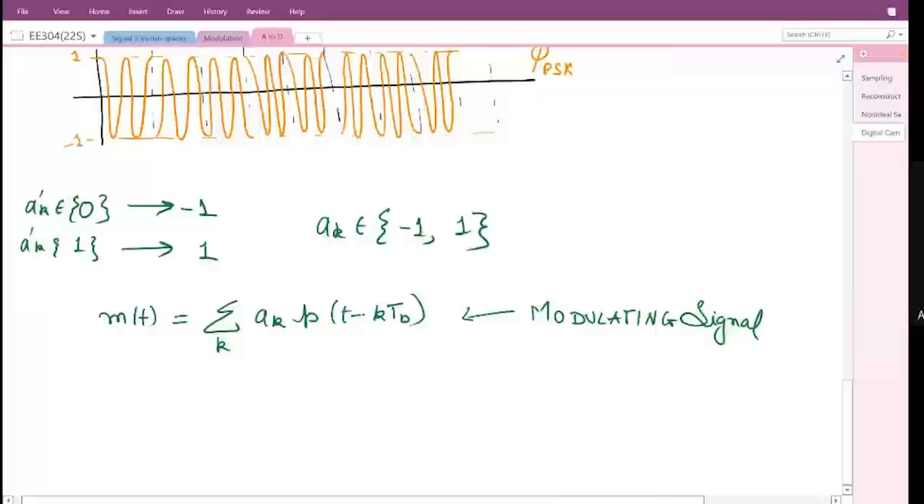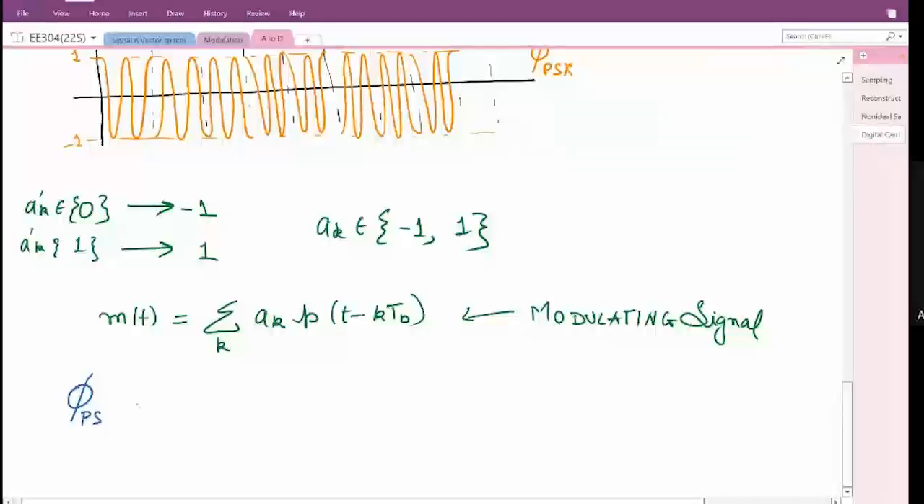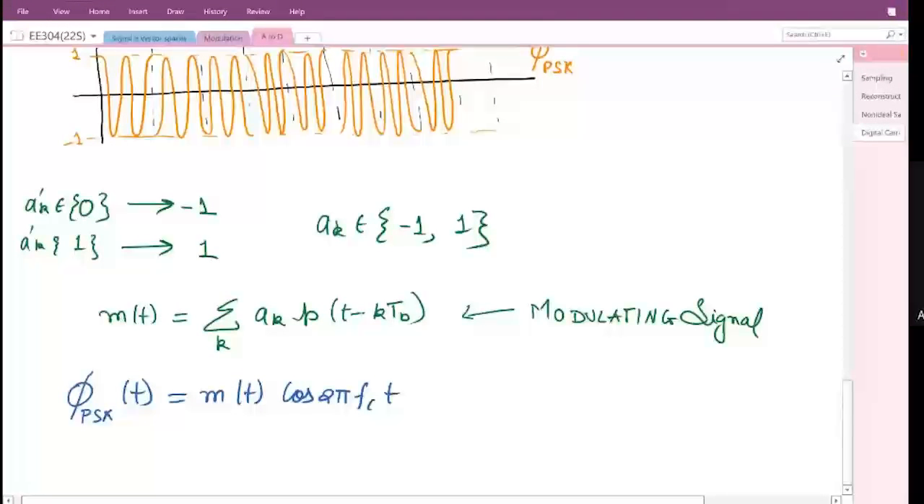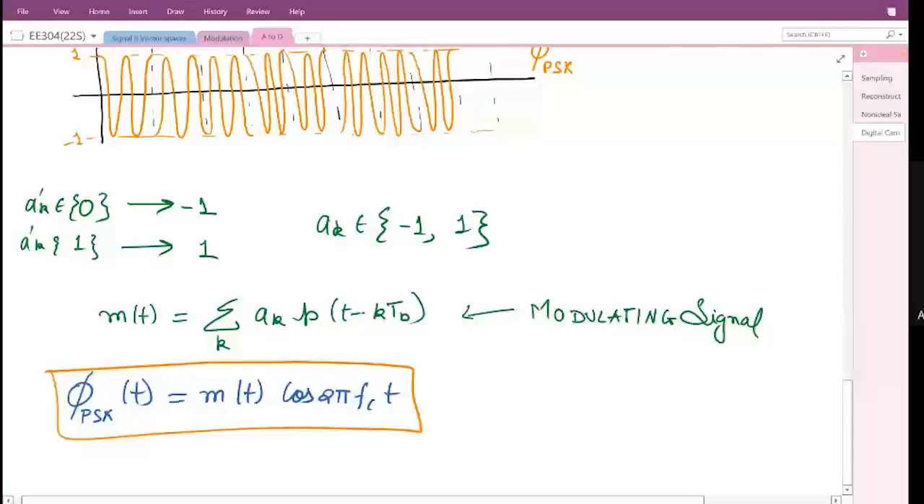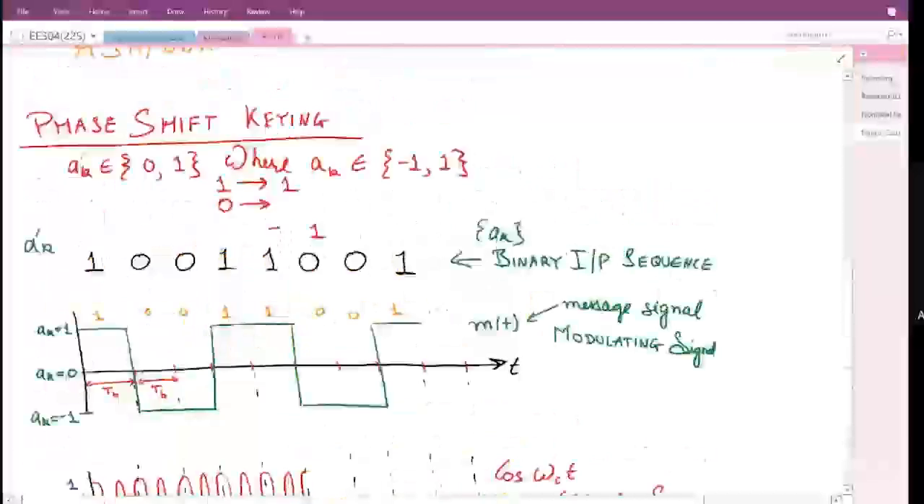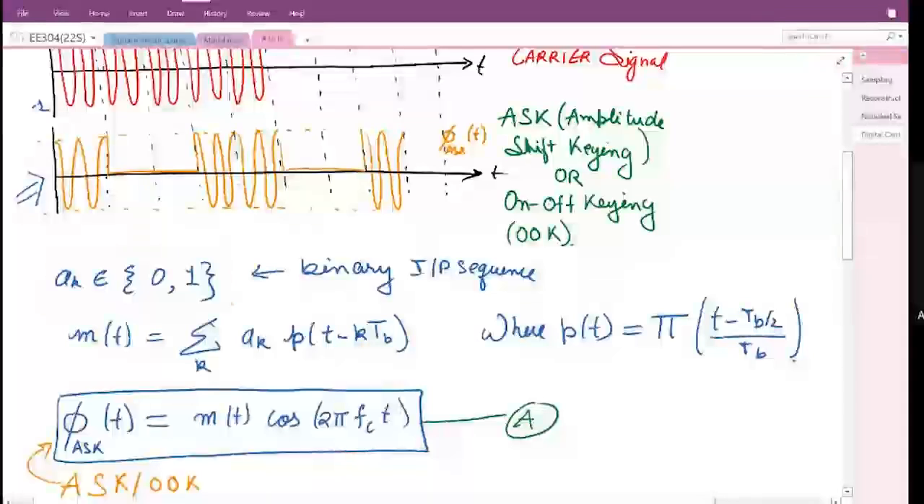So we have already seen this thing. The expression for PSK would be the same as the previous one. The only difference is that AK itself has changed. PSK of t is now the same, that is MT cos 2 pi FCT. This is phase shifting, but the difference is in MT itself, because in MT, now these AK belong to minus 1 and plus 1, whereas in the previous ASK, these AK can take values 0 and 1. So that is a difference.